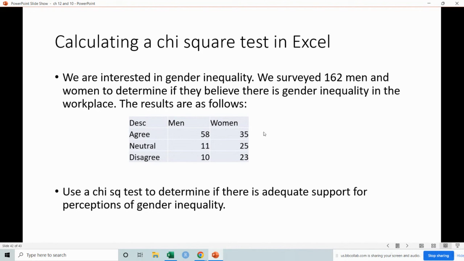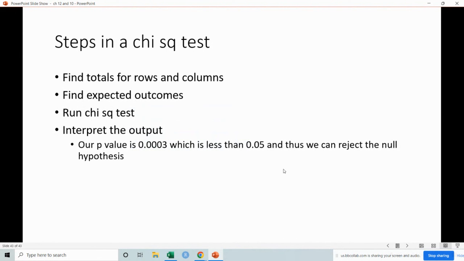And this is kind of how they voted. So I want to use a chi-square test to determine if there's adequate support of perceptions of gender inequality. So, kind of an odd distribution. Men seem to agree. Women seem to be equally distributed between them, with more women disagreeing than men. So does our sample hold up based on what we would expect? So what we need to do is sum rows and columns and find the expected outcomes. Then we're going to run our chi-square test and interpret.